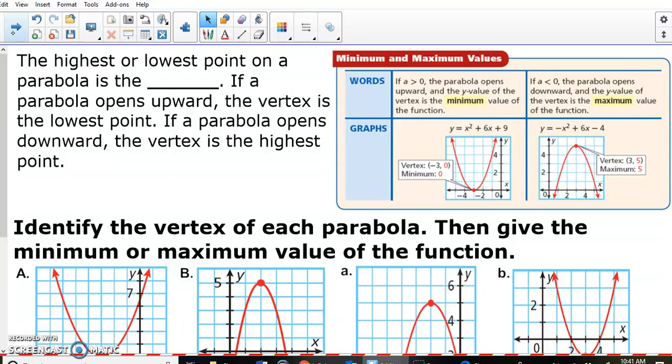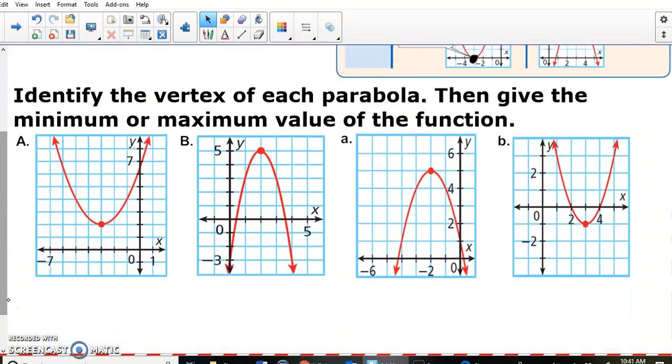Okay, the last couple things then here. The highest or lowest point on a parabola is something called the vertex. Okay, if the parabola opens upward, the vertex ends up being the lowest point. And the opposite would be true if the parabola opens down then. So on these examples, here would be the minimum, the vertex, and here would be the vertex, which is the maximum value.